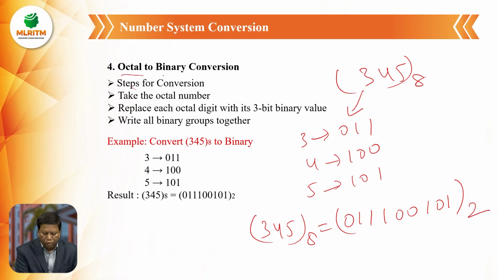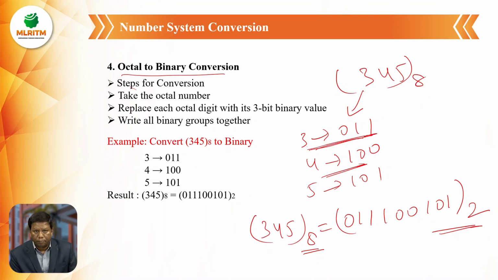Octal to binary conversion: we just have to group into 3 bits. By using 3 bits we get the values. 3 can be written in binary as 0 1 1. 4 we can write as 1 0 0. 5 in binary we can write as 1 0 1. Then the final result can be written as 0 1 1 1 0 0 1 0 1 to the base 2.